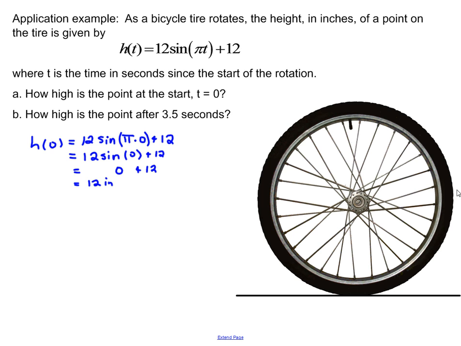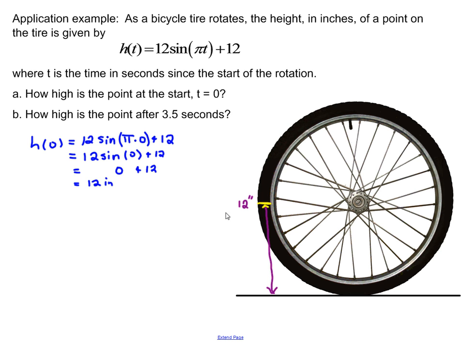So what would that mean to us? Well, if I'm looking at my bicycle tire right here, 12 inches above the ground, this mark right here would be at the 12-inch mark above the ground. And so at time t equals 0, I'm thinking to myself, okay, 12 inches is right here. What's going to happen as we go down the line?